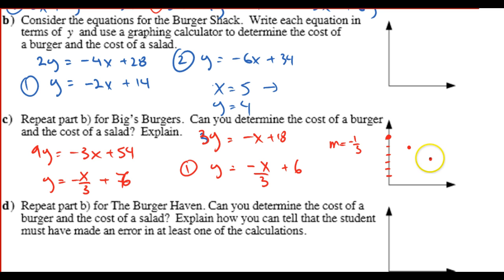I'll eyeball this one. So there is no single solution because both of the lines, equation line 1 and line 2, are overlapping lines. They lie right on top of each other. So basically you can't really get the cost of a burger and the cost of a salad because there isn't one intersection point. Okay, I hope that makes sense. We actually have an infinite number of solutions, and that means we have infinite possibilities for the cost of a hamburger and the cost of a salad.